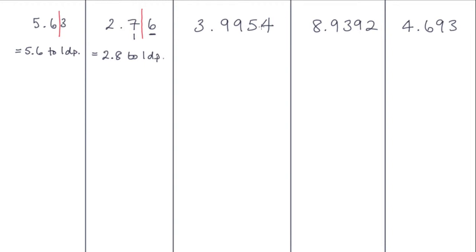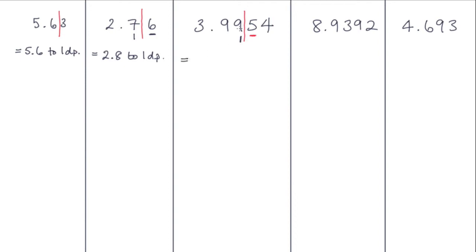This question here, let's round this to 2 decimal places. Now 2 decimal places will be here. We've got 1, 2. I then look at this number and say, is that 5 or more? Well, yes it is. So I need to add 1 to here.